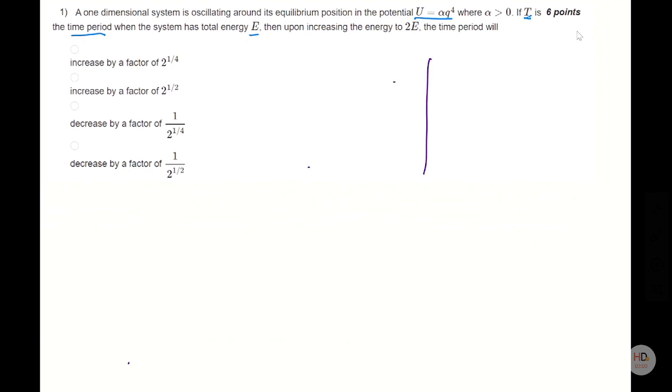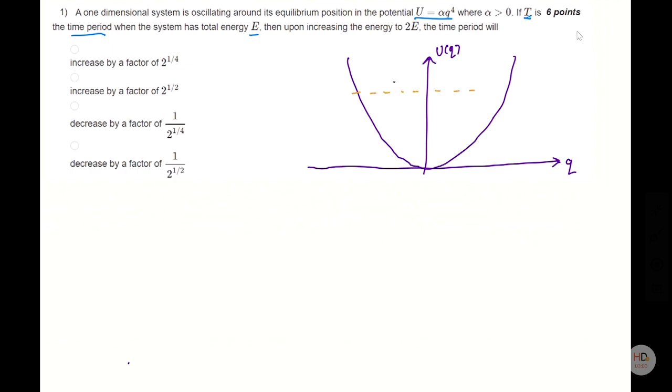So the potential landscape would look something like this. Okay. Visually, it looks just like a parabola, but it's increasing faster than a parabola. This is q axis and this is u of q, right? And the energy is given to be some E, and what would this point be? This is some q0.